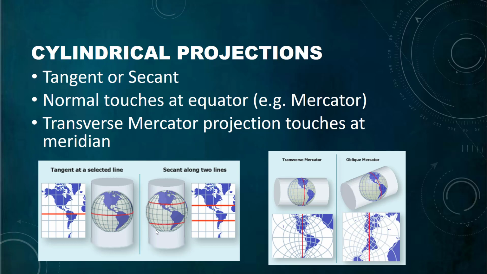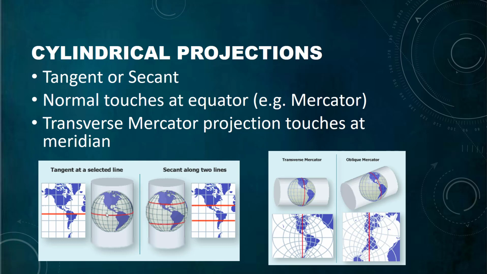Transverse Mercator, we turn it 90 degrees. So now our point of tangency is along a single line of longitude. And then oblique Mercator is whatever crazy angle you want, right? So why would I use these? Well, notice that the normal cylindrical wraps around the equator. So anytime I'm making a map at the equator, this is a good choice because it doesn't distort, right?